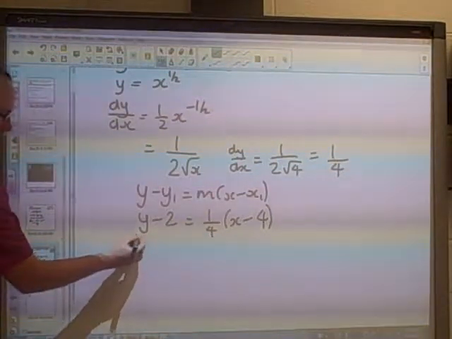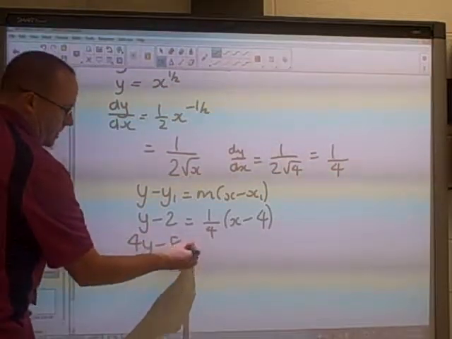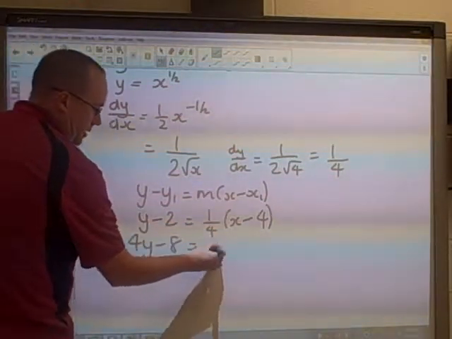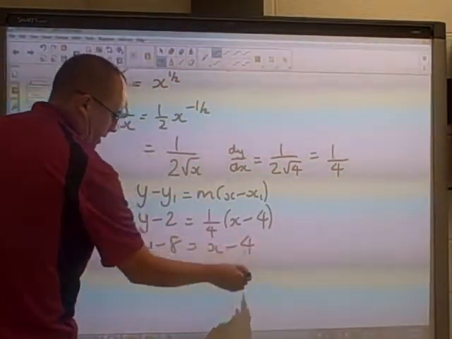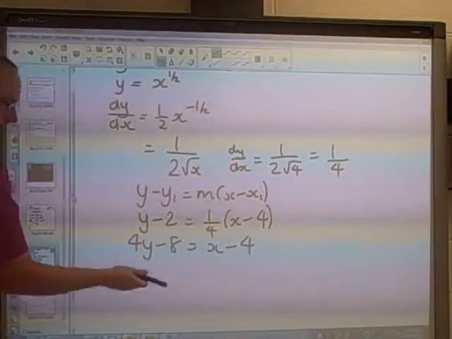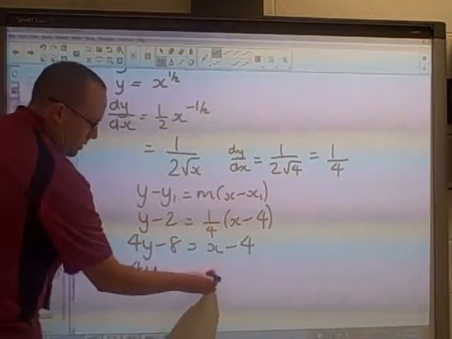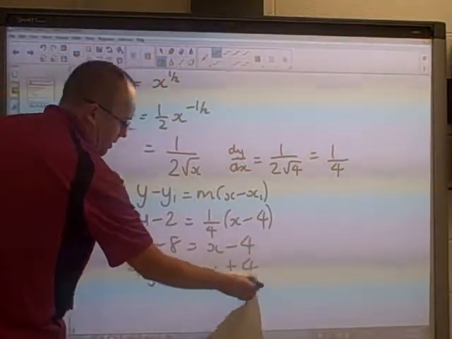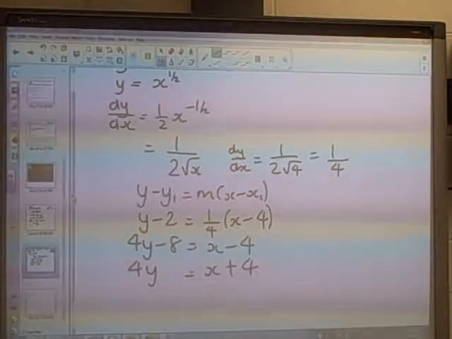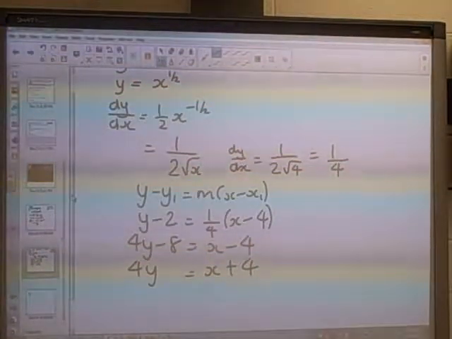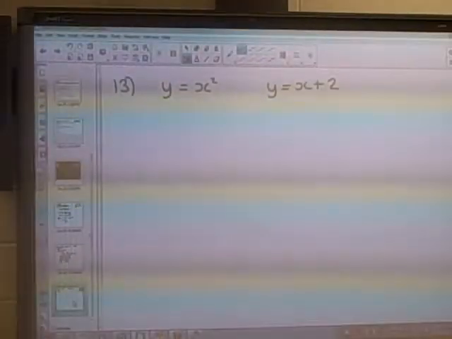I'm going to multiply by 4 here just to get rid of that fraction. And I'm going to distribute: 1 times x is x, 1 times negative 4 is negative 4. And I guess I can bring that to that side as well. So if I add 8 to both sides, I'll get 4y equals x plus 4, or some other appropriate form.